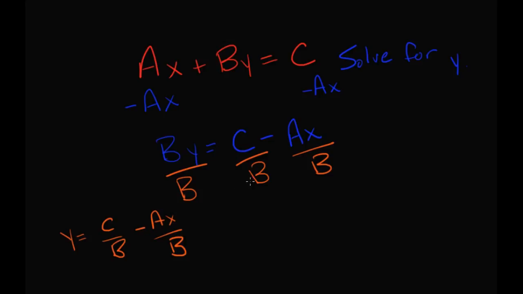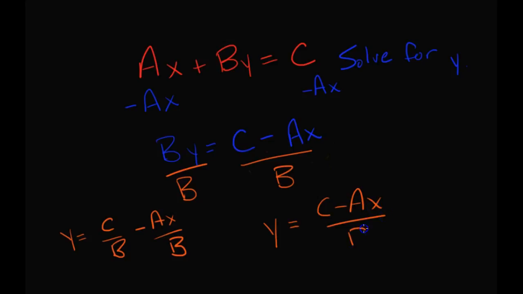That's one possible solution. The other possible solution is, instead of dividing each individual term on the other side by b, we instead divide the whole thing by b. So another possible way to write this solution is c minus ax, all over b. Either one of these is correct. So this is good and that's good, right? But what we do to one side, we have to do the same thing to the other. Okay?